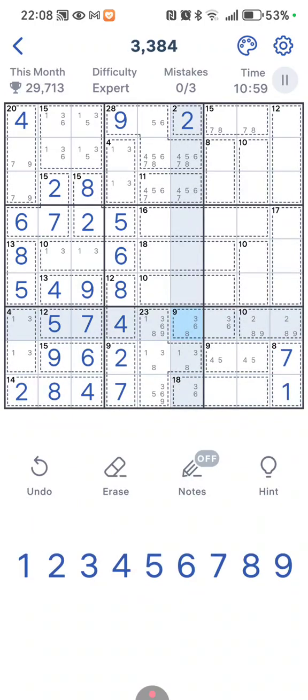So then that's 1. So that means that's 2 and 8. That's got to be 3 and 6. And that's got to be 3 and 6. Which means that can't be 3 and 6. That can't be 3. That can't be 3. So that has to be a 5. 5, 9, 3 and 1.